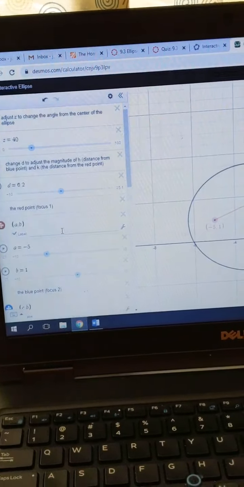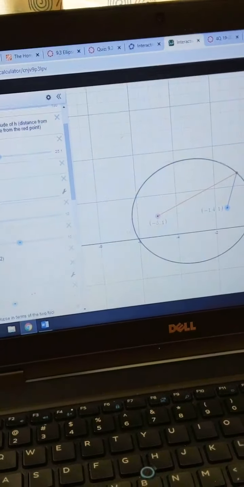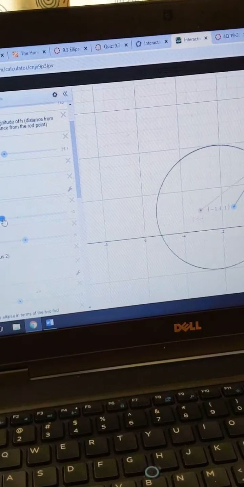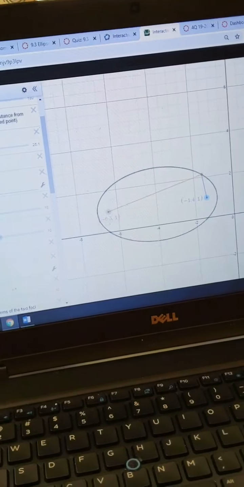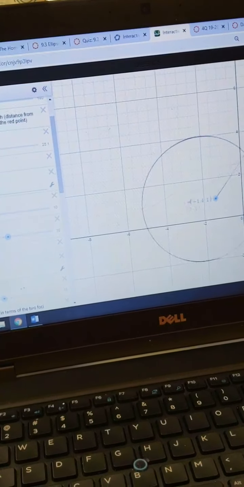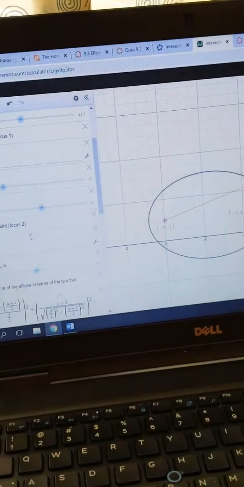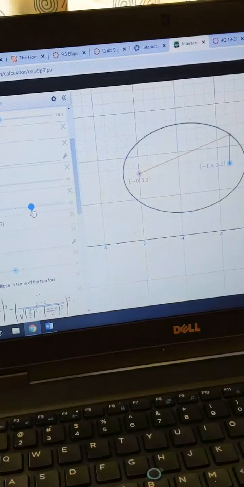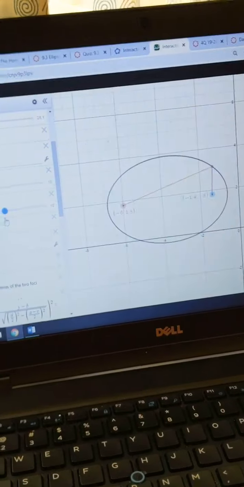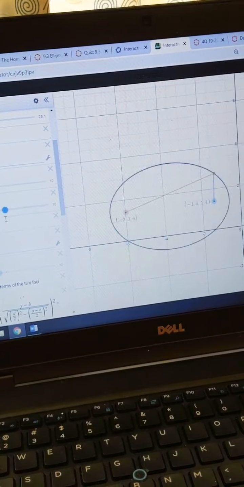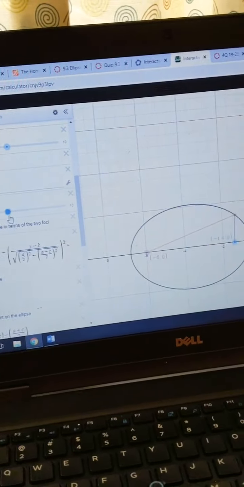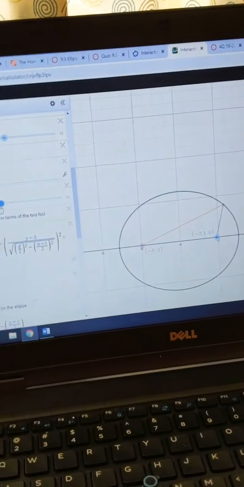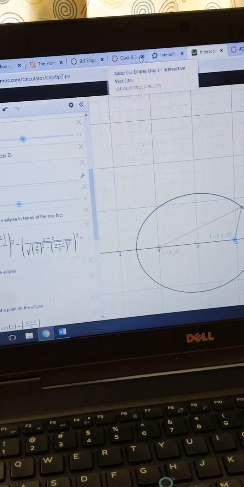But most importantly, what we're going to do is use these sliders. So I'm going to use A here, and A is going to move the red focus point back and forth. B over here moves it up and down, which, if we move it up and down, you can see it really doesn't change anything other than the vertical location of the focus point. And then we've got this other slider down here, C, which moves the blue point.